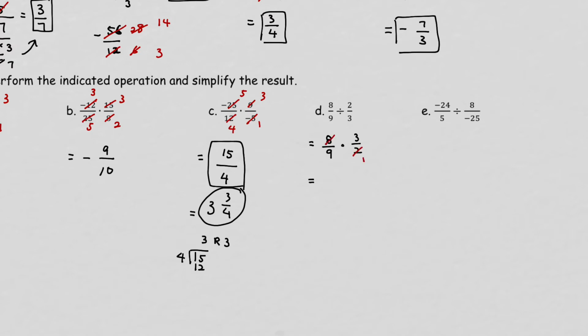reduce, and then multiply. So it'll be 4 over 3.